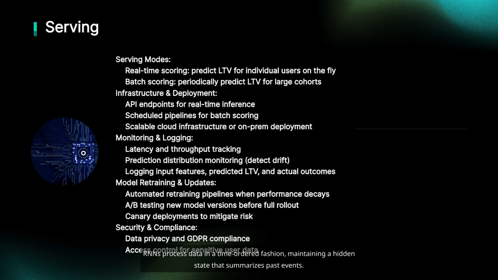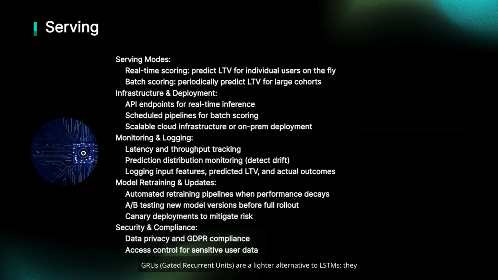RNNs process data in a time-ordered fashion, maintaining a hidden state that summarizes past events. LSTM, long short-term memory networks, enhance standard RNNs by introducing gated mechanisms: input, forget, and output gates that regulate how much past information is retained or forgotten. This allows LSTMs to capture long-term dependencies in user behavior, such as recurring subscription patterns or multi-week engagement trends.